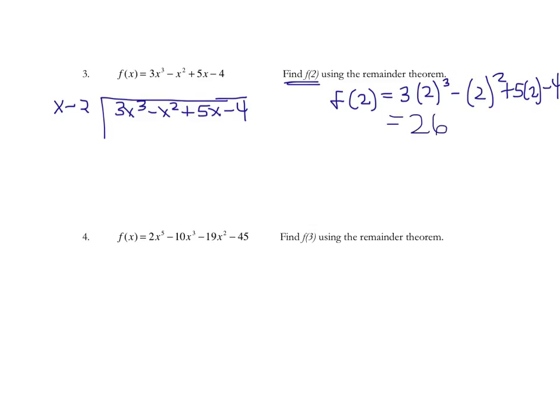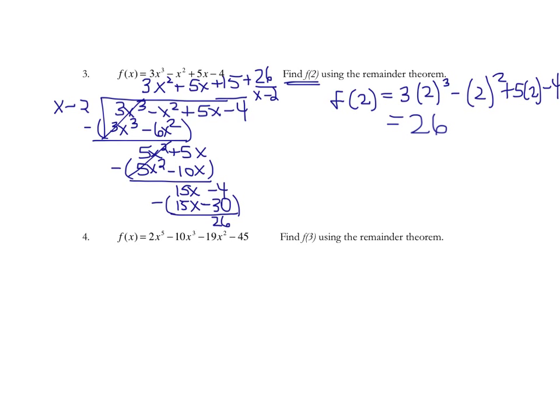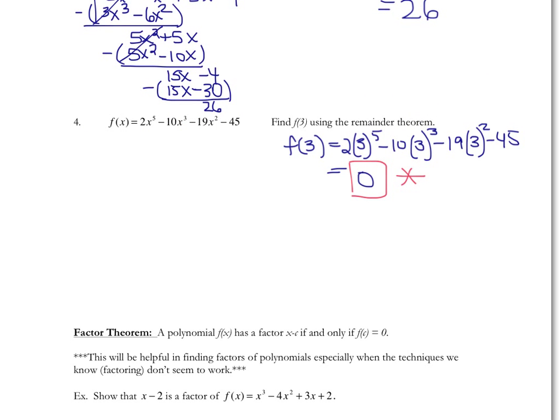Here I get 26. So using long division, I want to make sure that I get 26. So go ahead and do the long division and check your answer with my work. You can see from my work that I got a remainder of 26, which matches up with what I did for the remainder theorem. Same thing, go ahead and try number 4. Check your answers with mine. Using the remainder theorem first, I got 0 as my remainder. That's going to be important for us.